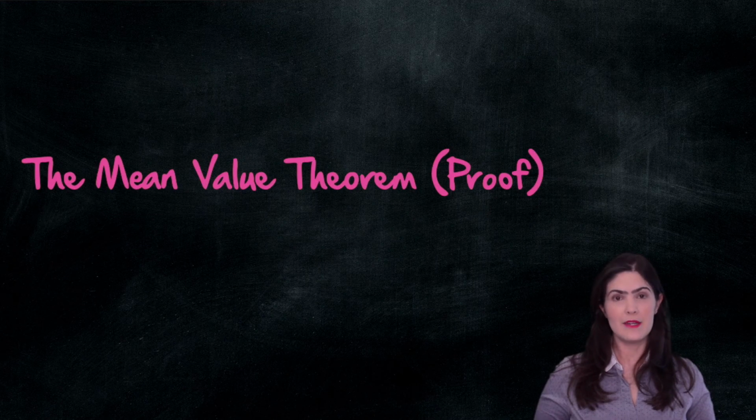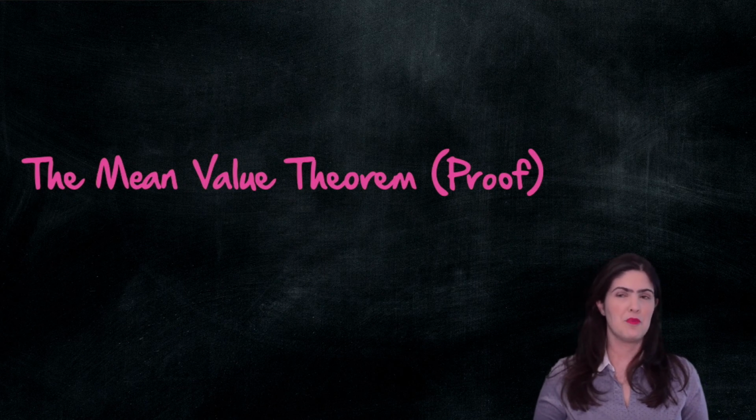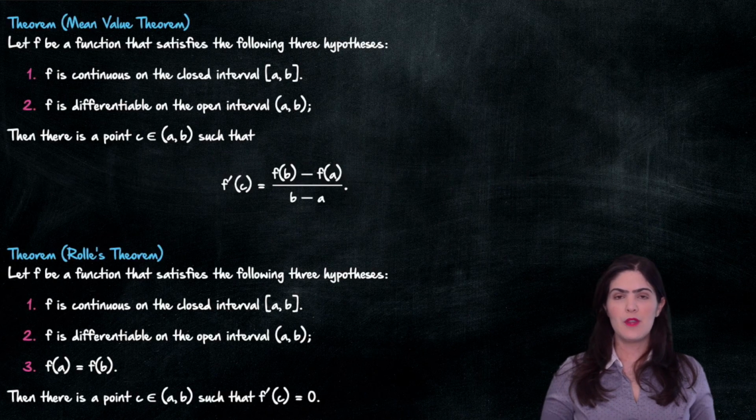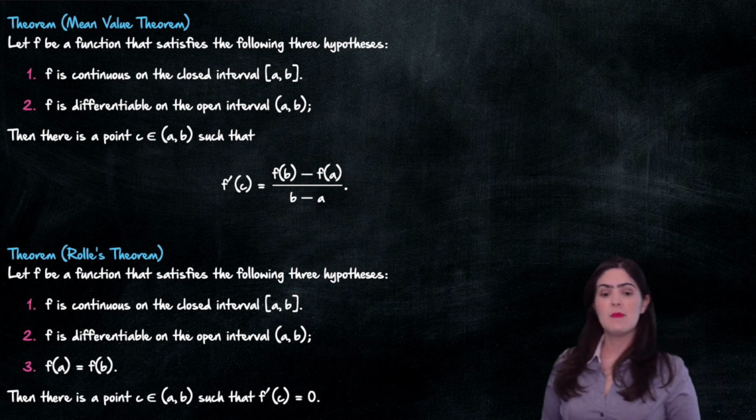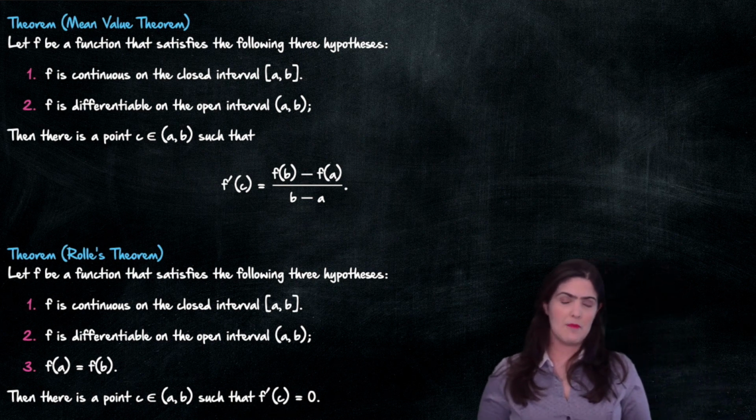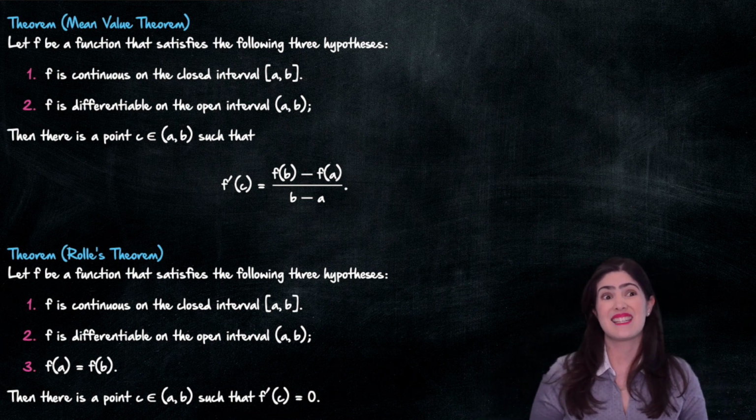We are finally ready to prove the mean value theorem. And now that we know the proof of Rolle's theorem, the proof of the mean value theorem is not that hard. You will see. So here I have the statement of the mean value theorem and the statement of Rolle's theorem. If you look at them, the first two hypotheses are exactly the same thing.